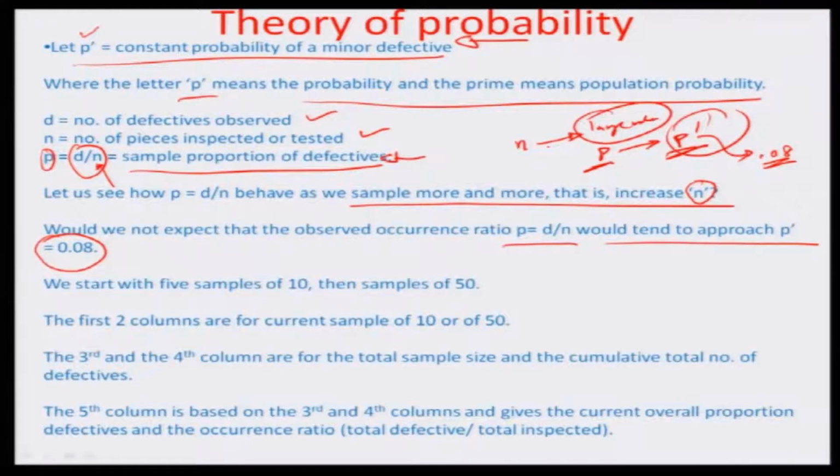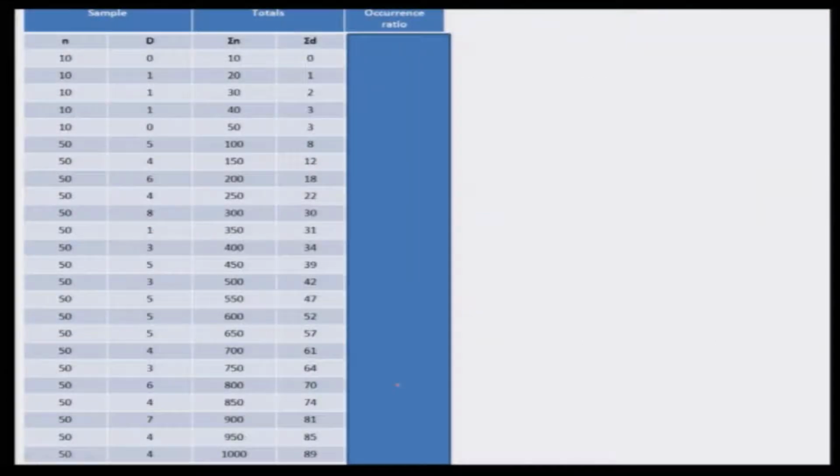So, we start with, say, 5 samples of 10 and then samples of 50, and we see what the percentage acceptance is and record this in a columnar manner. Let us look at what they are. The sample here is the number of pieces in the sample, and the D here refers to the number of defectives. Sigma n talks about the cumulative number of pieces, and sigma d talks about the cumulative number of defectives. This way we want to find out the occurrence ratio of this population.